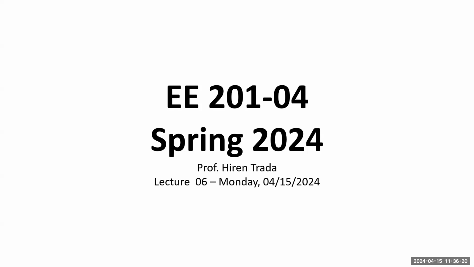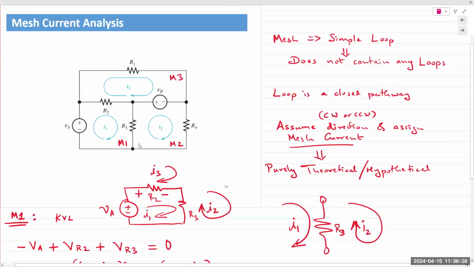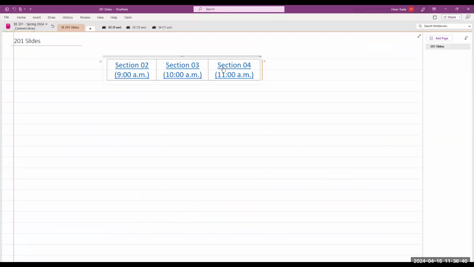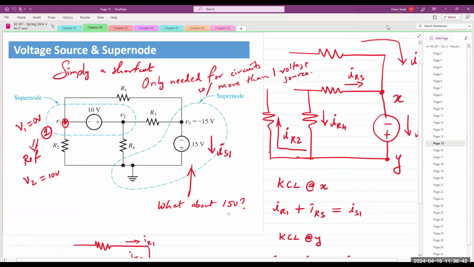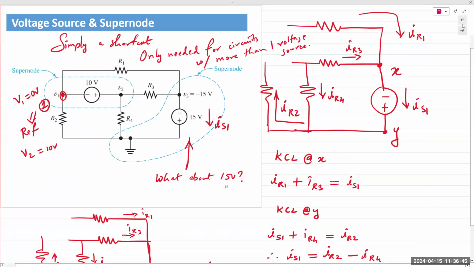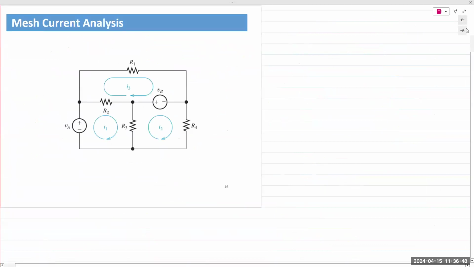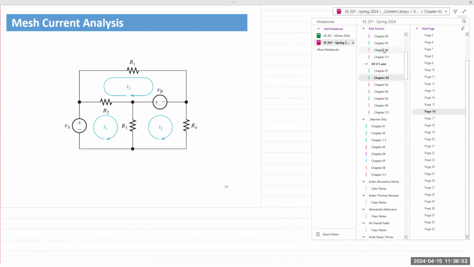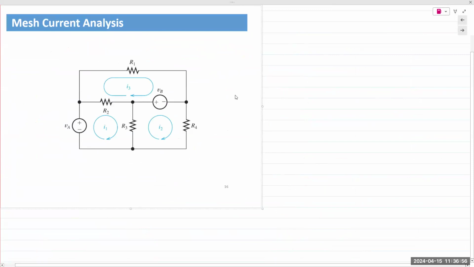Okay, so let's take it from the top. Mesh current analysis is an analysis technique similar to node voltage analysis. It allows us to find or determine the unknown voltages and currents that appear in a circuit. In the case of node voltage analysis, we applied KCL to generate our equations. In mesh current analysis, we would apply KVL to generate our equations.